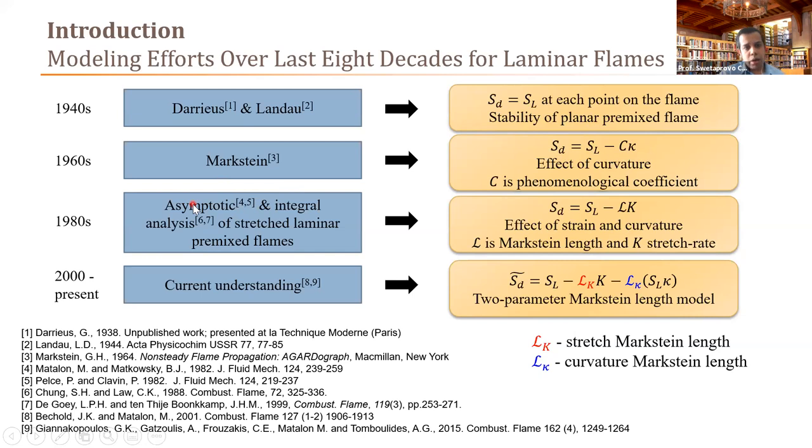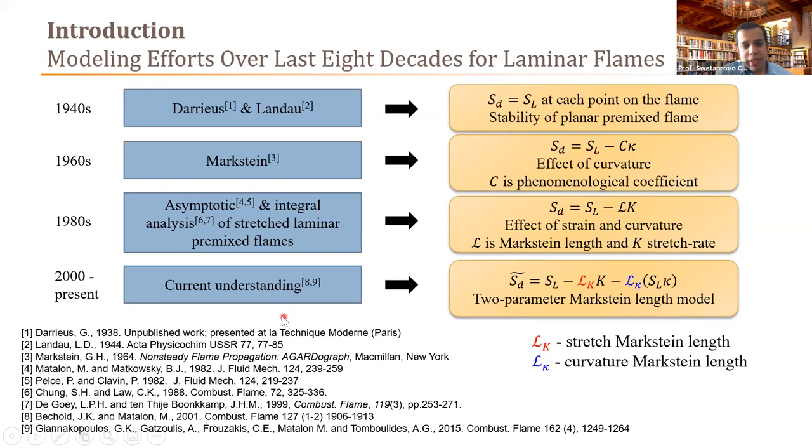And then there has been a huge number of very important analyses: asymptotic analysis by Matalon and by Clavin, integral analysis by Chung Law, and by Giannakopoulos and Bonkamp. Some of these were linear models of flame speed with stretch rate, and some were nonlinear models. But essentially what came out was that the flame speed is modified by stretch rate, and the stretch sensitivity parameter is called the Markstein length, whereas K is the stretch rate.